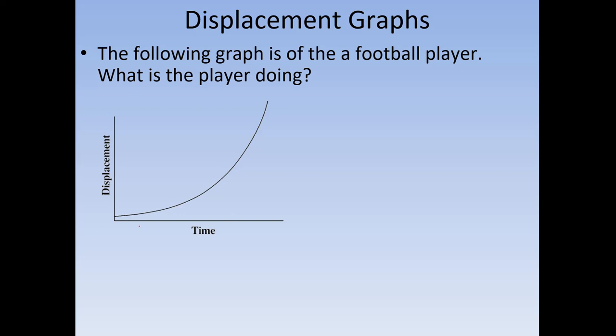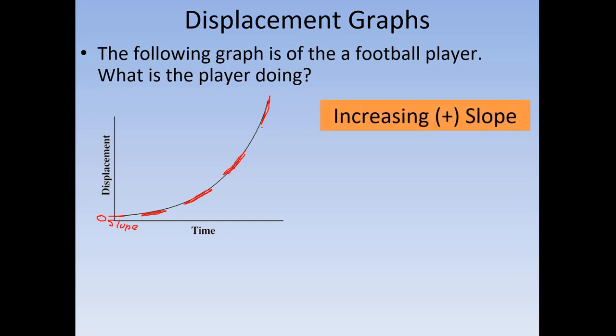Well, if we look here, the graph starts off flat almost. It starts off like this. So this starts with a zero slope. But then as we continue, we could see that the line starts to get steeper and steeper and steeper. So this has an increasing slope. It starts at zero, it starts flat, and then it starts getting steeper and steeper. So it's got an increasing slope that's positive.